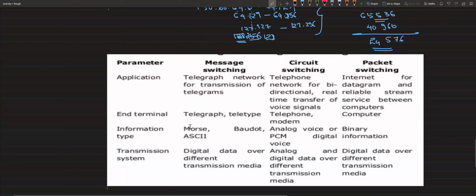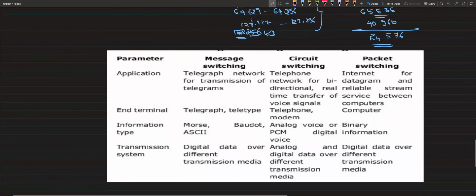Usually in the telegraph, you know, they used to have Morse network. Circuit switching, like the olden telephone, used both analog and hybrid, especially for voice data. Now everything is binary. So transmission is digital data over different transmission media. Here analog and digital were mixed, while here it is digital data, generally through some Ethernet network. That is the basic difference.